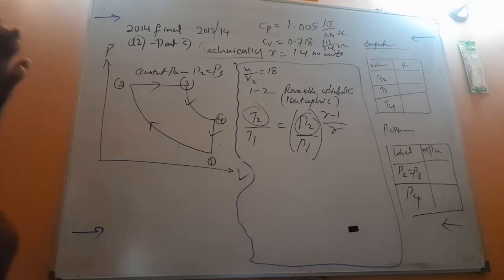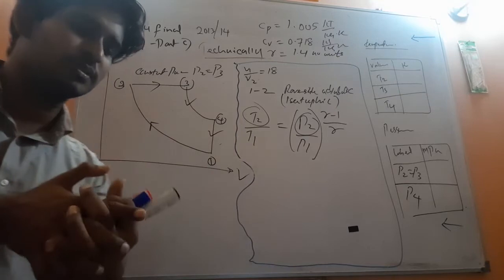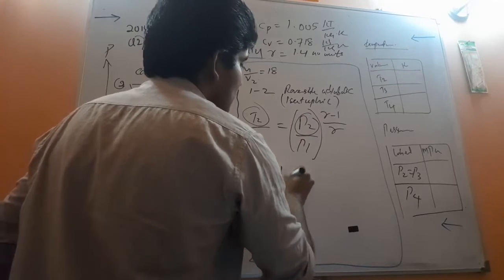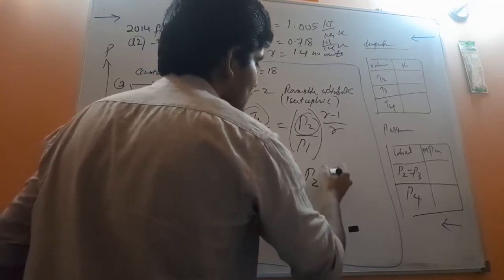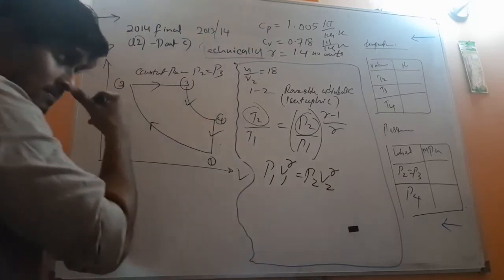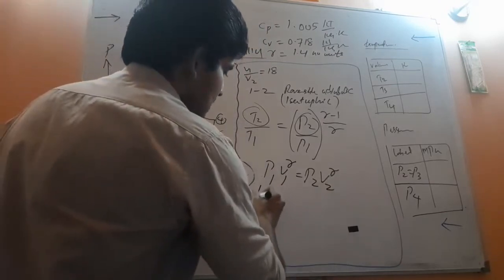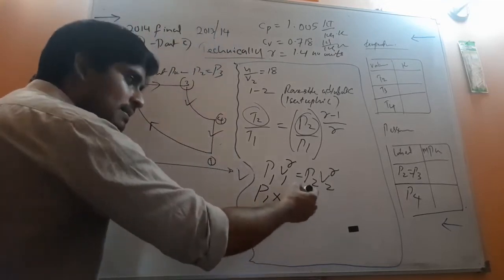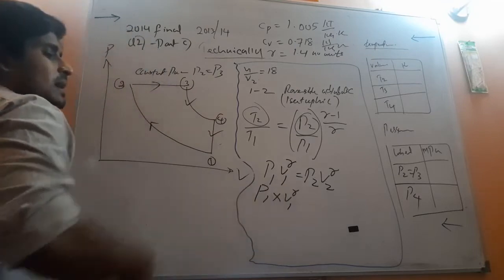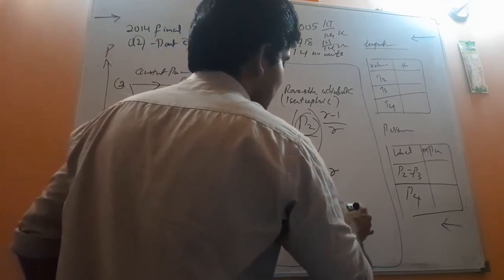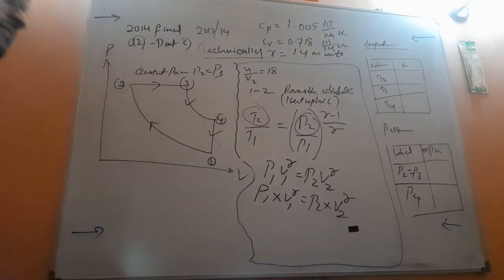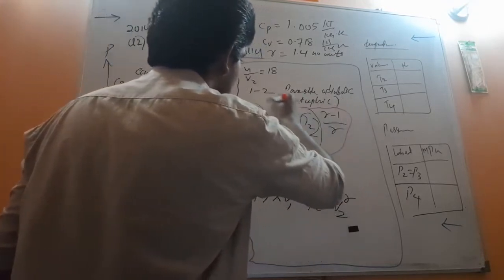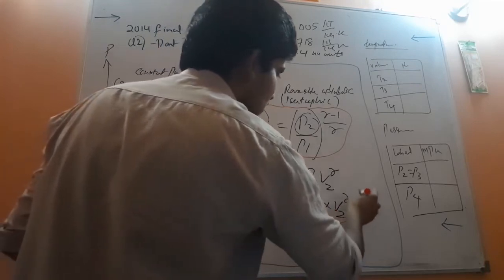That means there is another relationship for the adiabatic processes. What is that? That is P1 V1 to the power gamma equals P2 V2 to the power gamma. Shall I write it again? P1 multiplied by V1 to the power gamma. That means the power gamma belongs only to this V1, and equals P2 multiplied by V2 to the power gamma. Right? This is also a relationship that you can use for adiabatic processes.